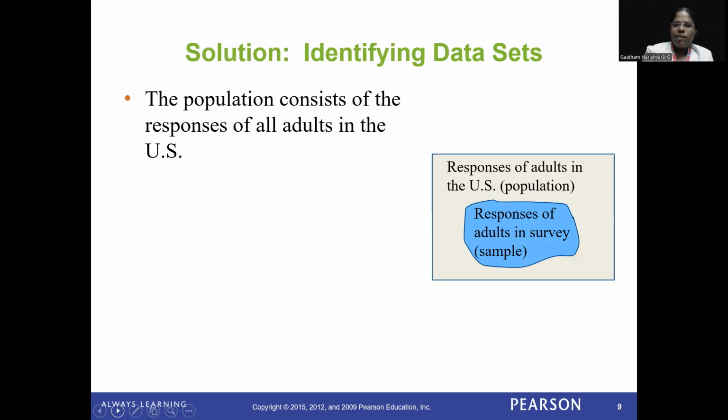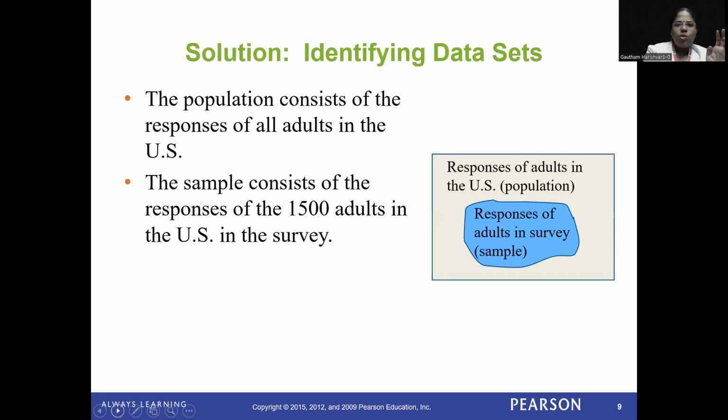But if you are considering a sample, we need to consider only the responses of the adults in the survey. Keep in mind the word "all" for population. The sample is a subset of the population. So here the sample consists of the responses of the 1,500 adults in the US in the survey. That is the sample. But we need to consider the population as the responses of all adults in the US.